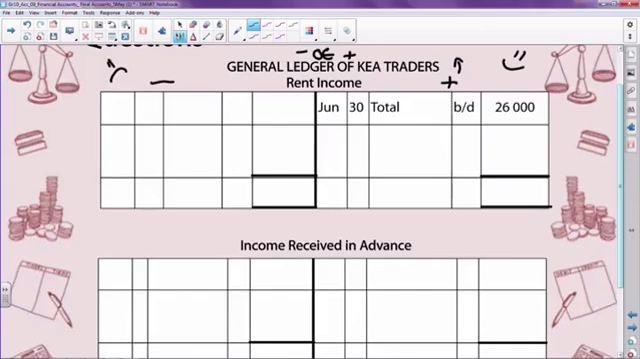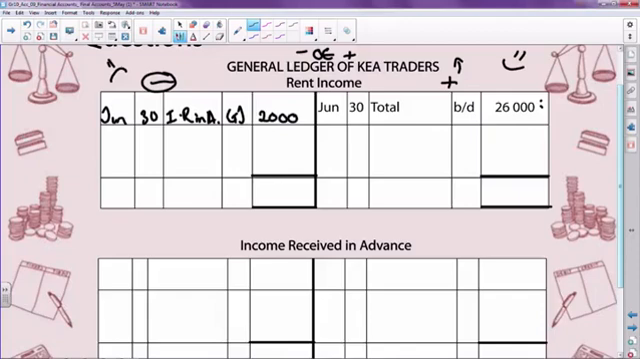Now what happens to your rent income? We need to take it out because we received too much, as you can see. So we will write there June the 30th. Where will we take it? To income received in advance. And please write everything out in full. Gr10, you can't abbreviate like I am.